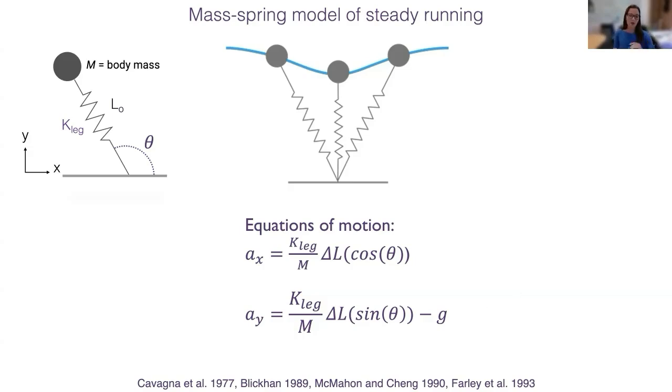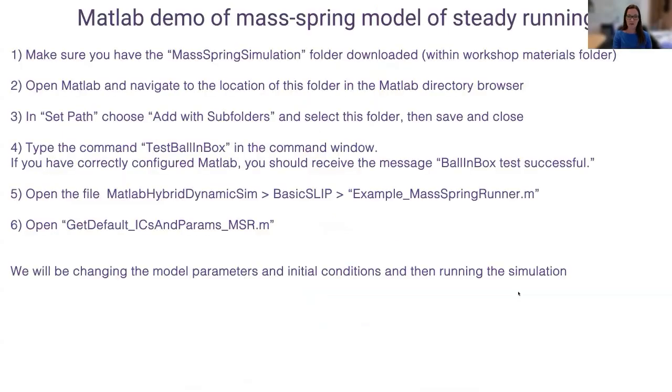Okay, so we're going to go ahead and switch over to MATLAB. Make sure that you have MATLAB running, and we'll run an example simulation to show how you can simulate different gaits using the mass spring model. I put these instructions also in Slack. You should make sure that you have the mass spring simulation folder downloaded. Open MATLAB. I'm going to switch to MATLAB and do these steps so that you can see.